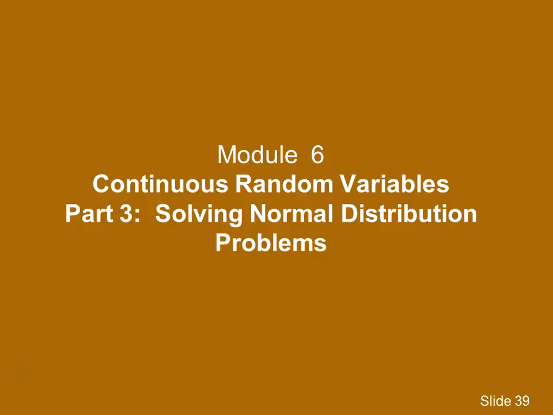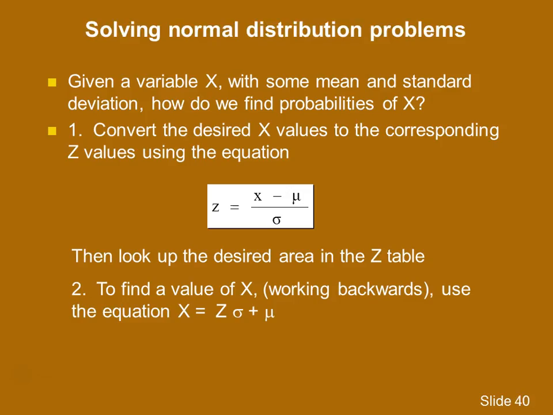Okay, let's return to Module 6, and we are now on Part 3, where we're going to talk about how to solve normal distribution problems. Given some variable x, which we will assume is normally distributed with some mean and standard deviation, how do we find probabilities on the variable x?